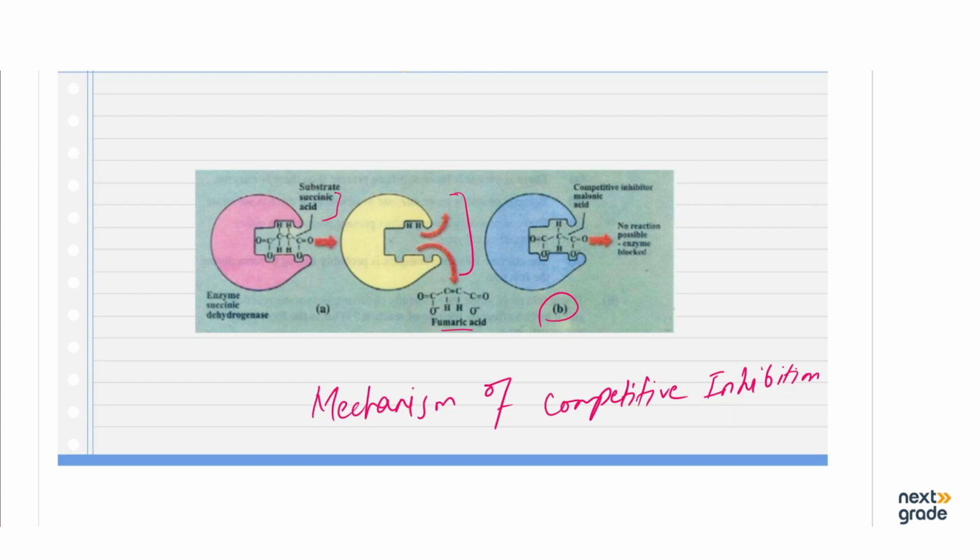It does not fit the active site and hence no product is formed here. No possible reaction here. So this is basically a mechanism of competitive inhibition where the melanic acid, this one, is the competitive inhibitor. It is joining here but no reaction is forming here because it is blocking the enzyme reaction.